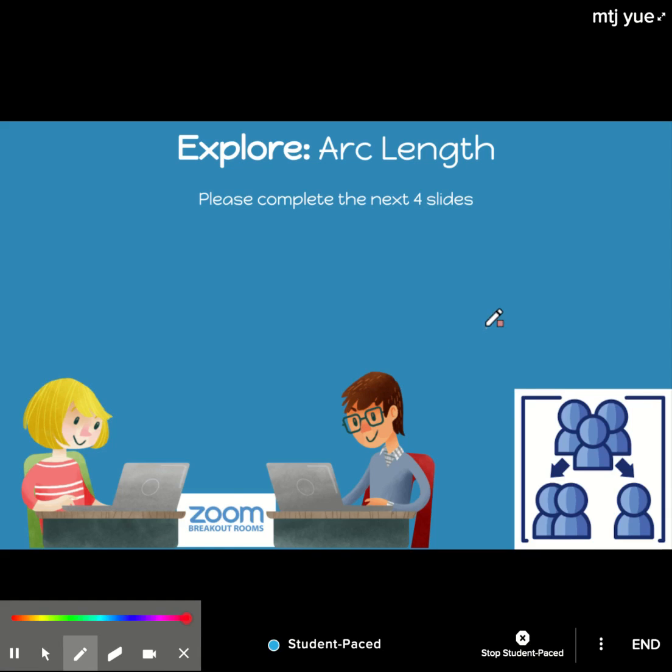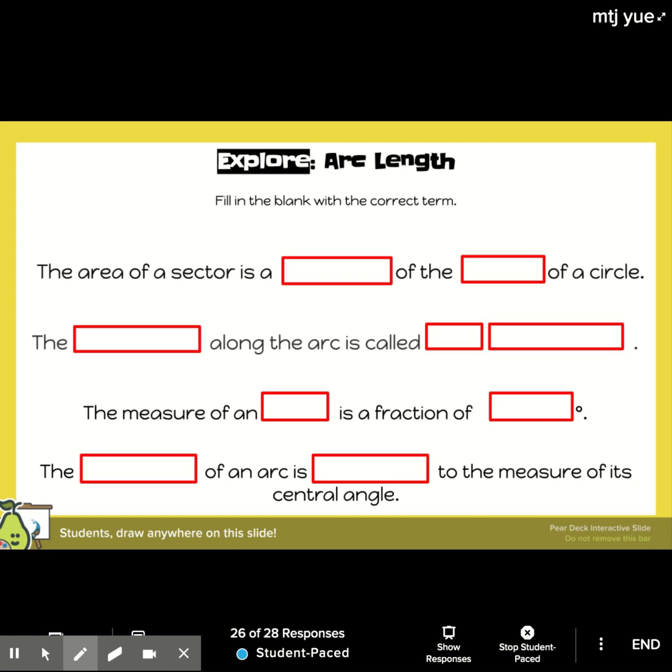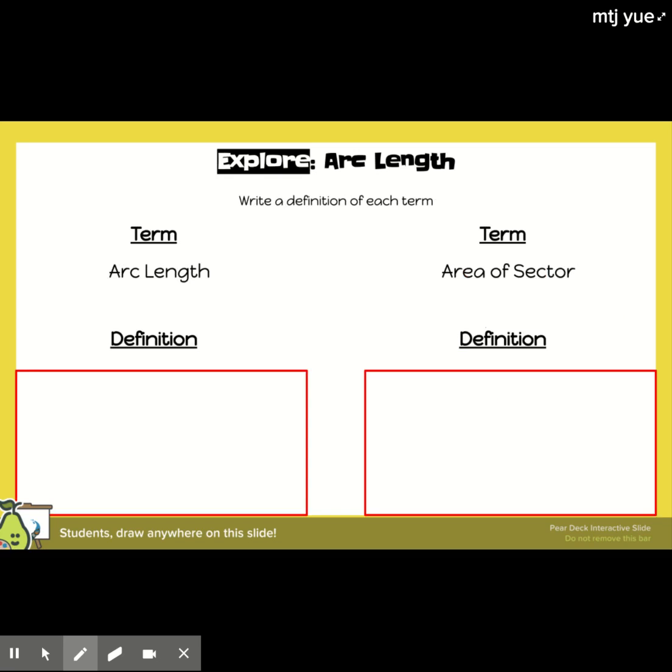All right, so within the Pear Deck, you have 4 slides to do. So this slide right here, you have your circle definitions. There are a couple definitions that have been added to the circle definitions. Also, there is some information on that first slide when we were talking about arc length. You'll get that information from there.